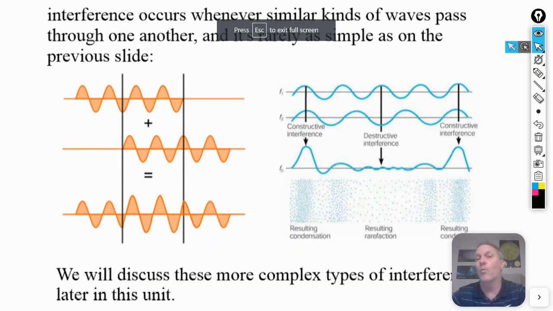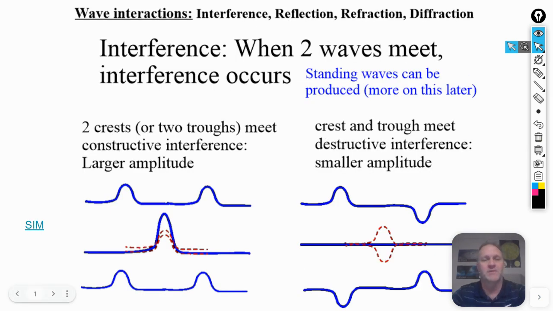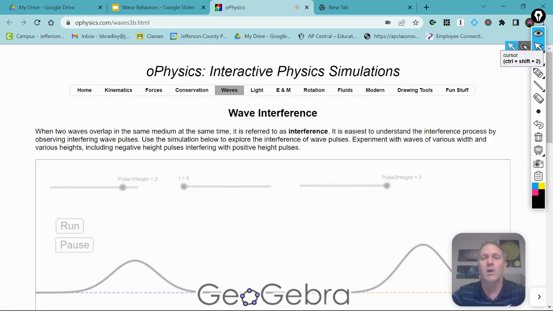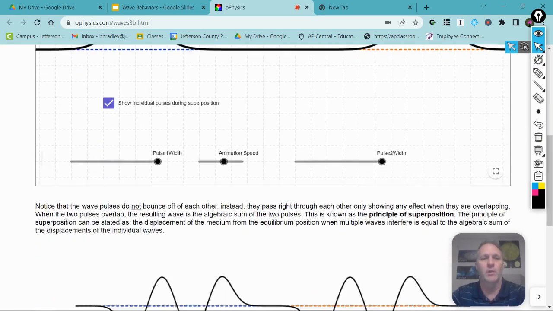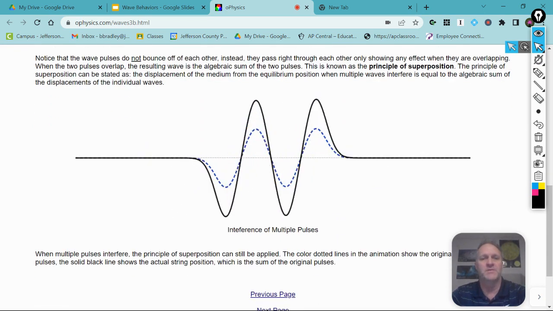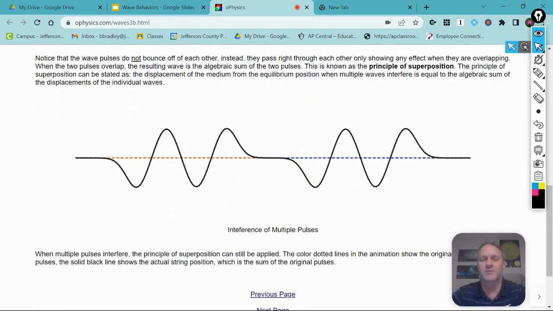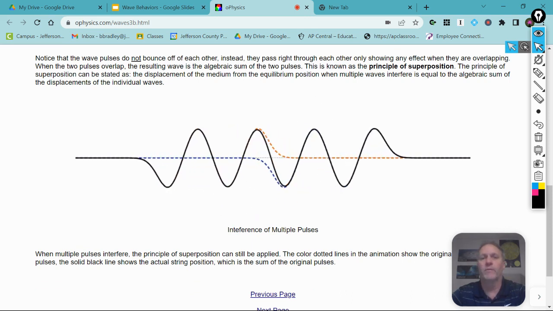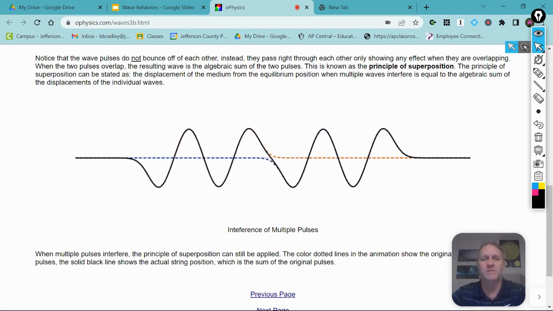Oftentimes interference is going to be way more complex than that, right? This slide just shows you all the different times where interference can be far more complex than what I showed you there. I can go back to the same simulation that I just showed you, and I can show much more complex interference down below, right? This simulation just shows you basically what it's going to look like when more than one wave pulse meets in the same place at the same time.